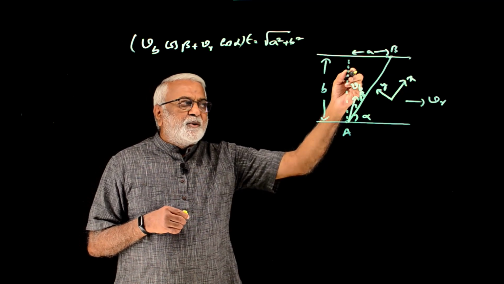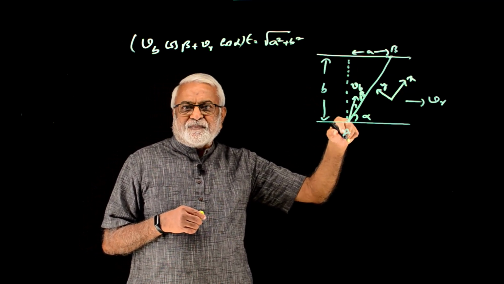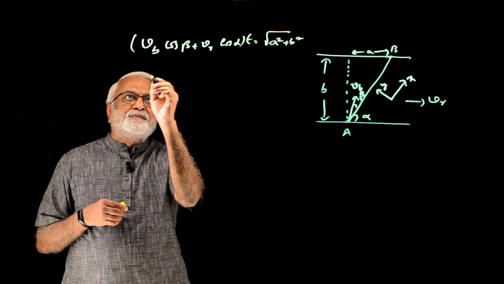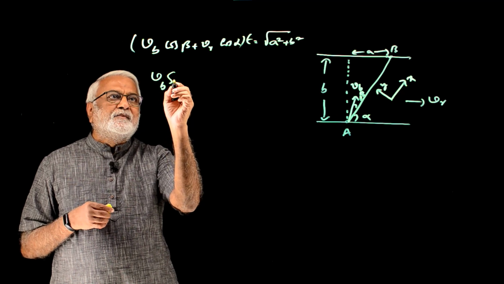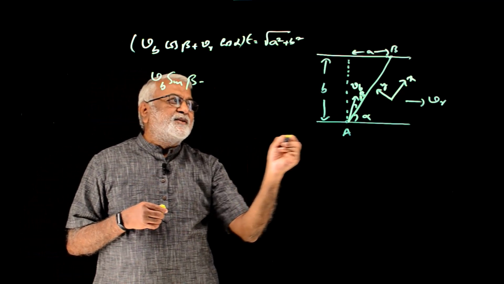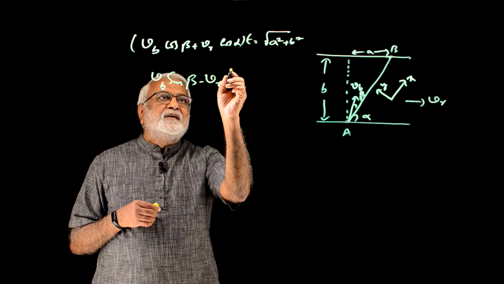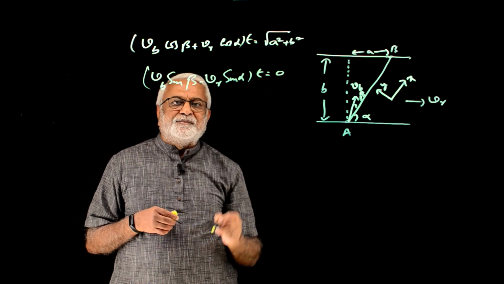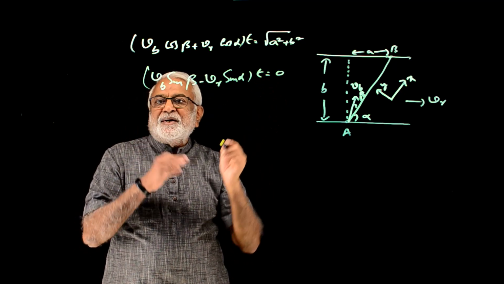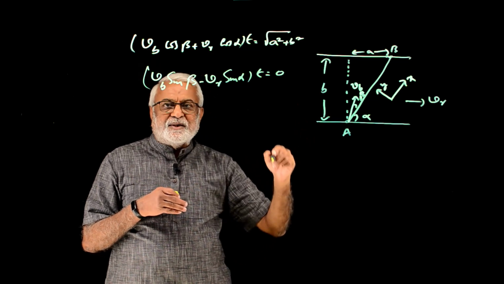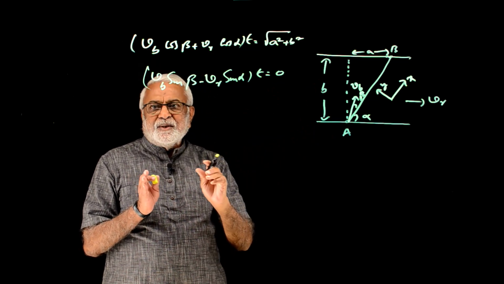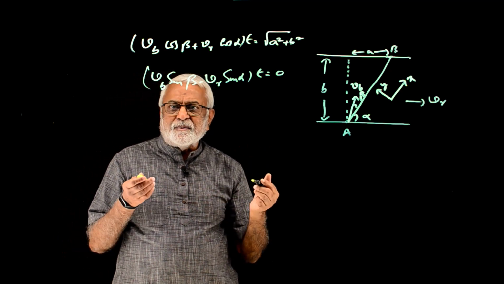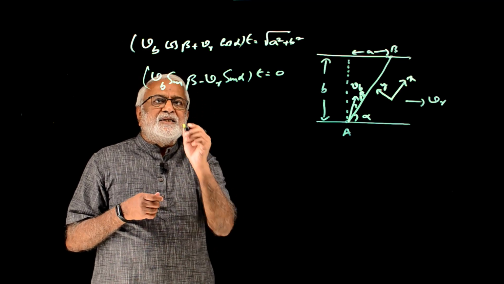And since there is no motion perpendicular to AB, the displacement along the y-axis is 0. So VB sine beta minus VR sine alpha, into T, equals 0. This is the advantage of our choice of y-axis at right angles to line AB. Displacement is 0. When the right hand side of an equation becomes equal to 0, things become simpler, right? Solving becomes simpler. Let's see what this VB is.